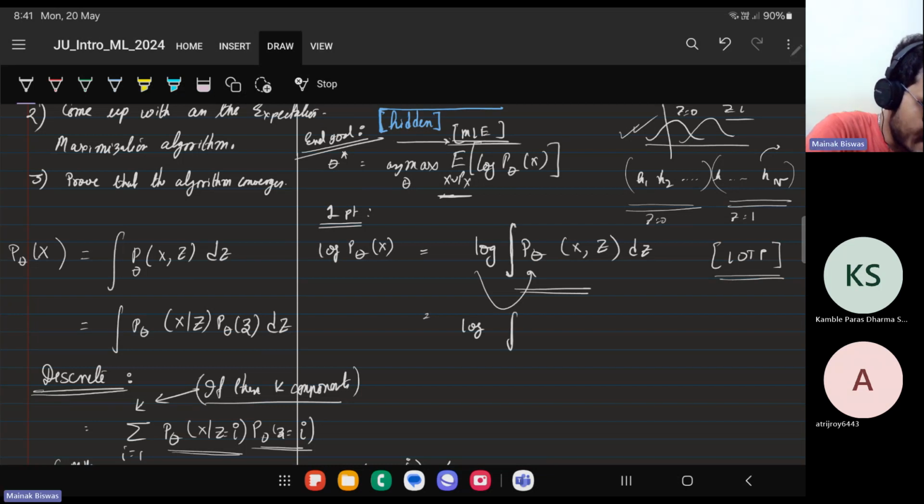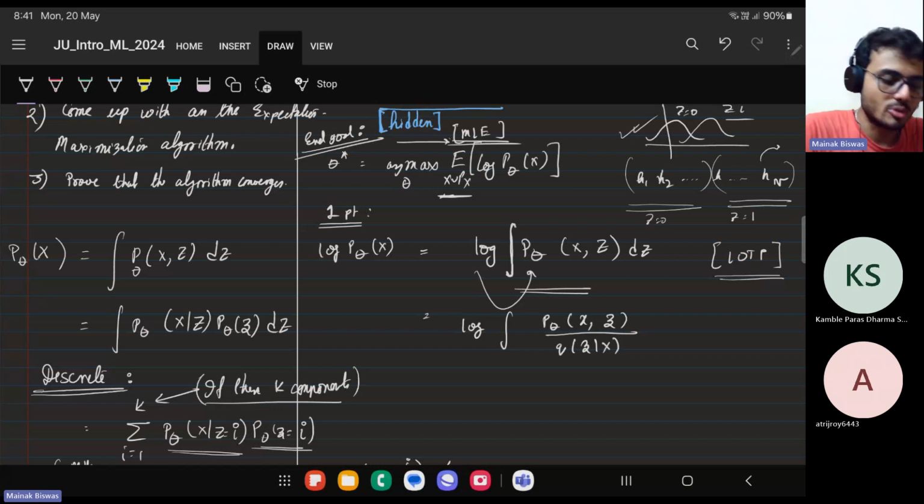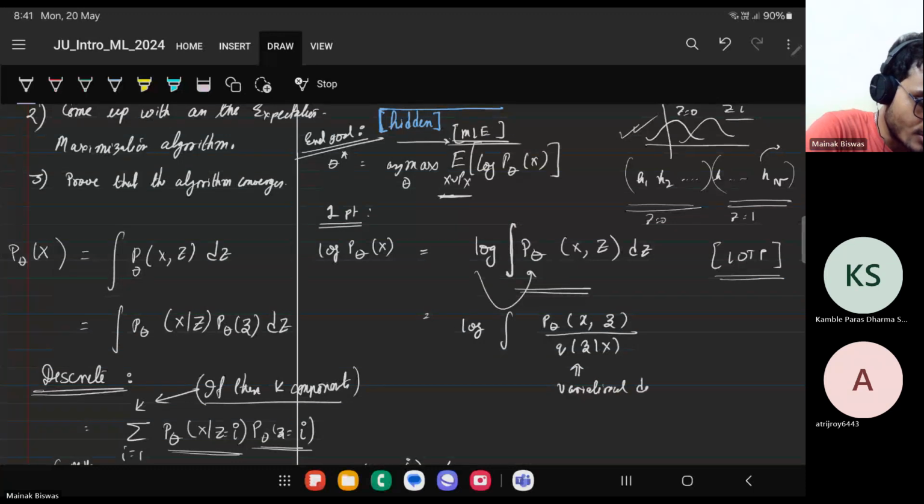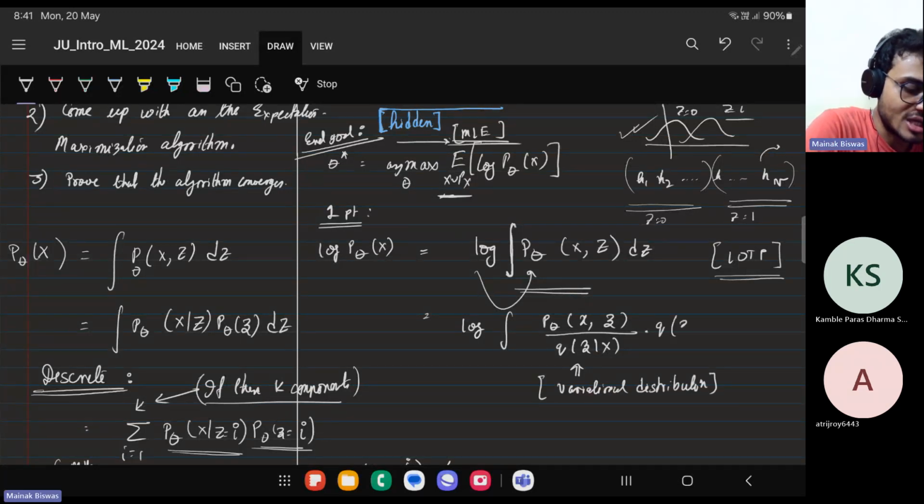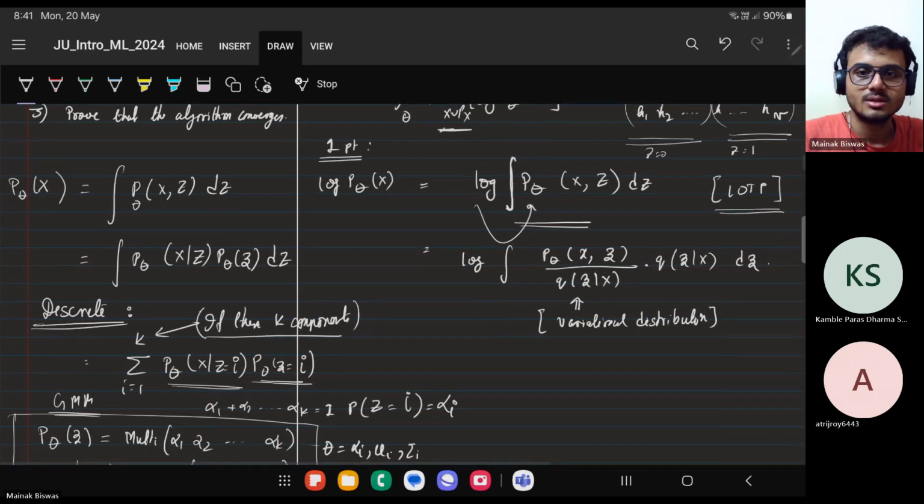So can I write this as p theta of x comma z? So let q be, I'm introducing one distribution. Don't rack your head around it yet. We'll see how it will be useful. This I am calling the variational distribution. We'll see why. Don't think too much. It's just a mathematical manipulation I'm doing for the time being. You can think of it that way. There's nothing wrong in this step.